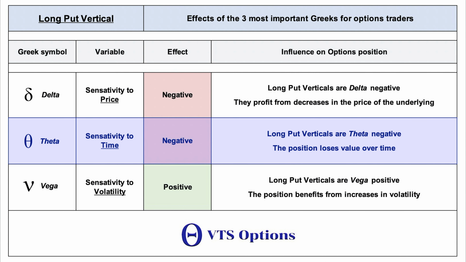Theta is an option sensitivity to time. Long put verticals are theta negative, meaning time will eat away at the value of the contract, so we do want the move to happen relatively soon. And lastly, Vega is an option sensitivity to volatility. Long put verticals are Vega positive, meaning they benefit from increases in volatility. So we typically do like to open these when volatility is already pretty low, just allowing for a little bit of room for it to increase.